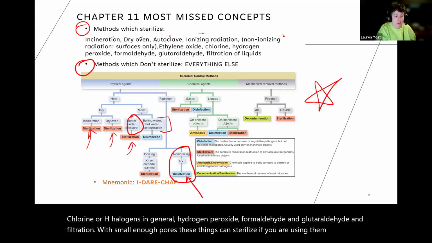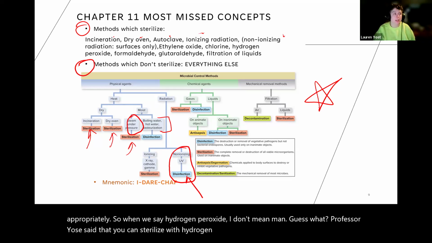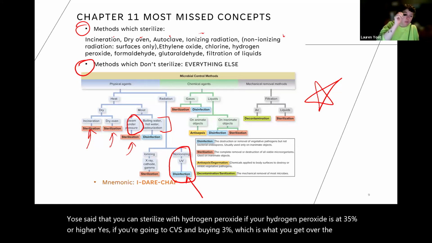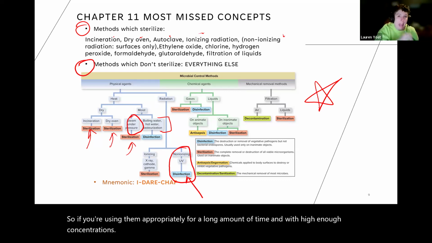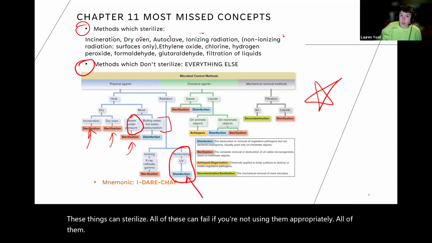So when we say hydrogen peroxide, I don't mean, man, guess what? Professor Yost said that you can sterilize with hydrogen peroxide. If your hydrogen peroxide is at 35% or higher, yes. If you're going to CVS and buying 3%, which is what you get over the counter, no. So if you're using them appropriately and for a long amount of time and with high enough concentrations, these things can sterilize. All of these can fail if you're not using them appropriately, all of them. So just want to keep that in mind.